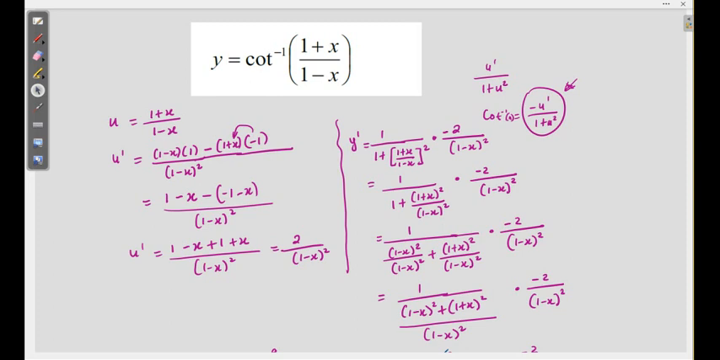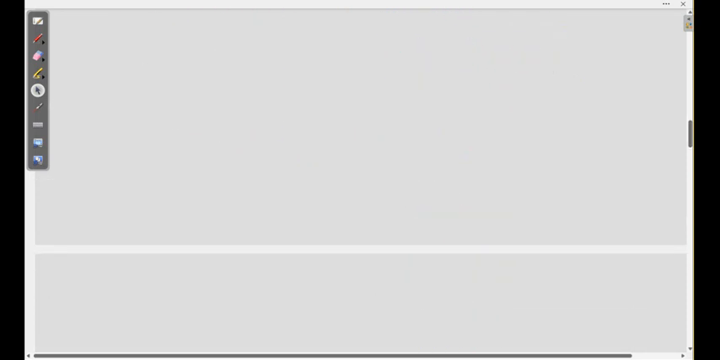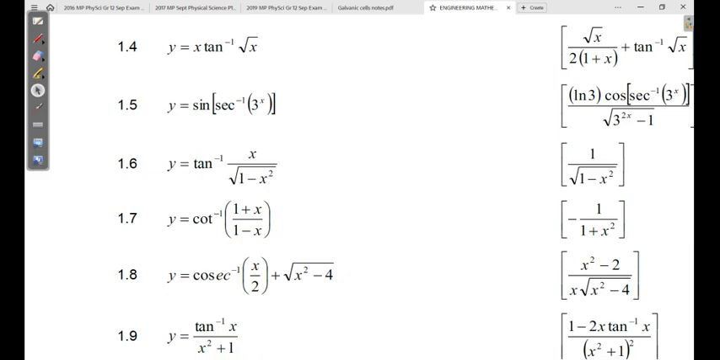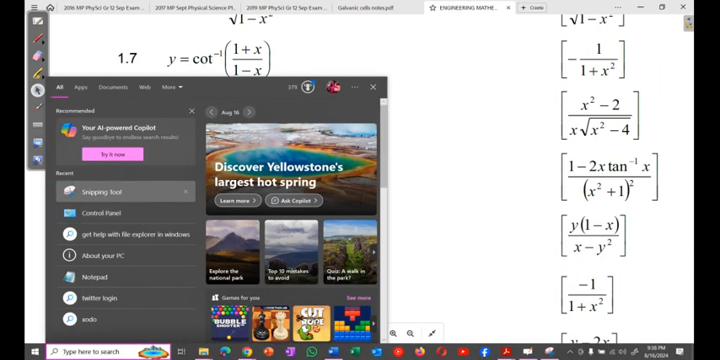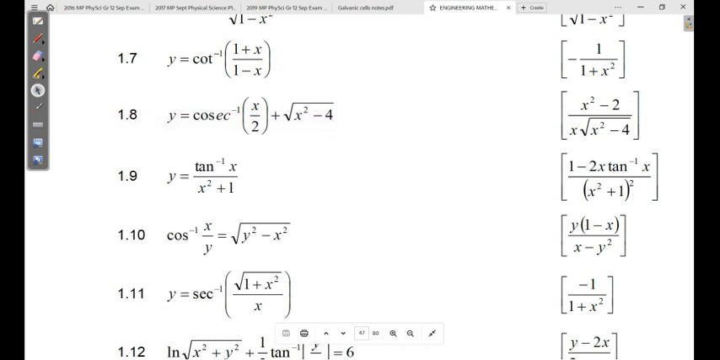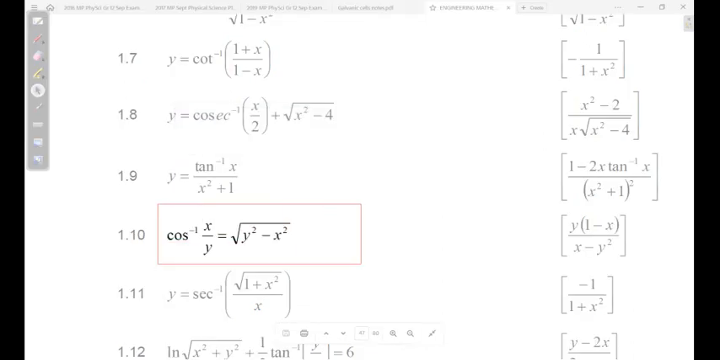Okay. And then can we do 1.10 from exercise 8? It looks very scary, ma'am. Are you not scared of it? Hey, if you can see my answer.